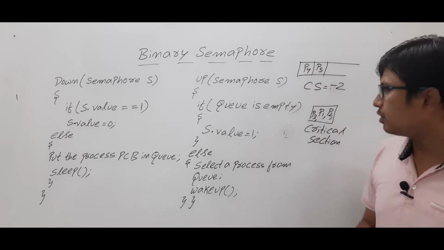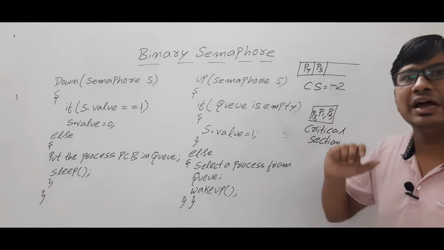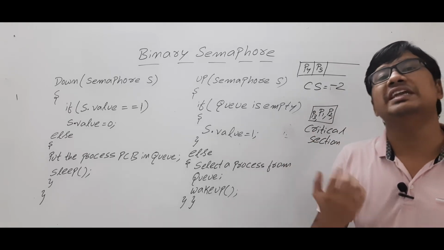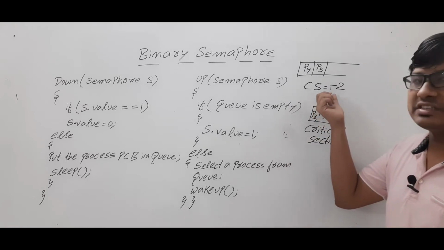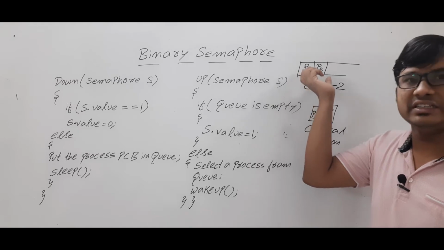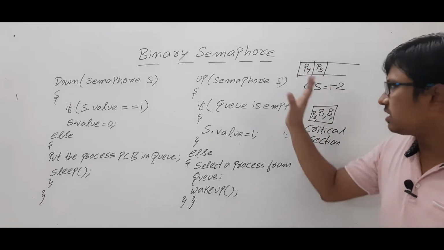Is it clear? Are you able to understand? If the counting semaphore value is a positive number, it means that many processes can enter into the critical section. If it is a negative number, that many processes are in the waiting or sleep state. Is it clear for you?